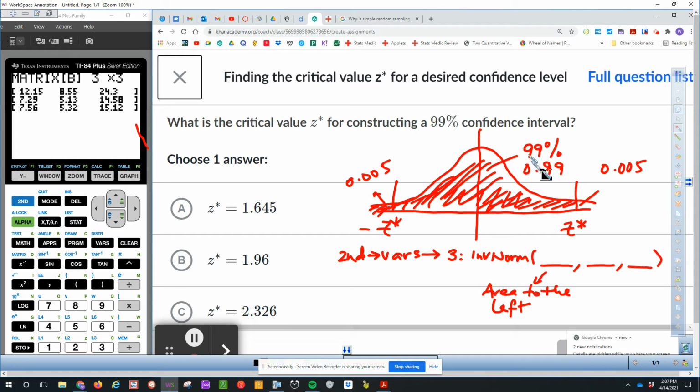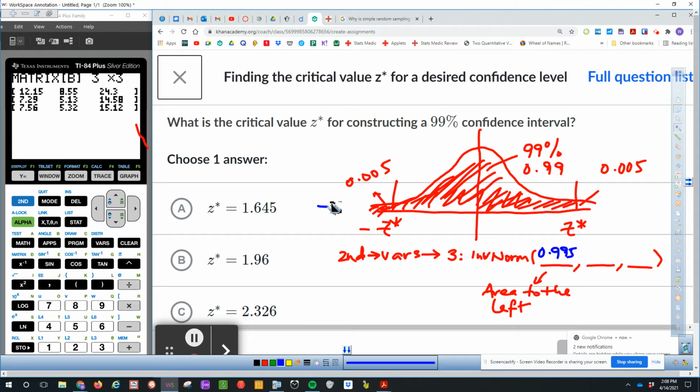Now, this is 0.99. We don't put the percentage here, we put the decimal. So 0.99, but we have to add this tail, this 0.005. So here, 0.99 plus 0.005 will be 0.995. And this is going all the way to negative infinity.